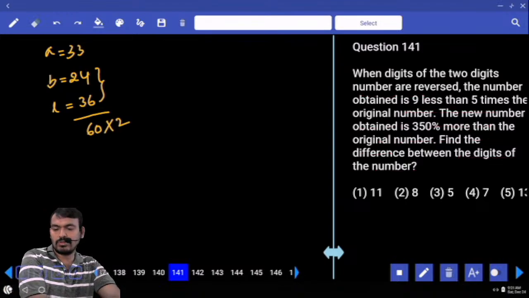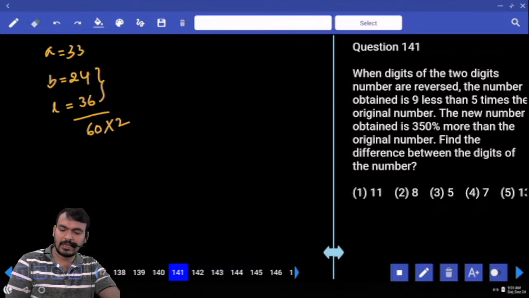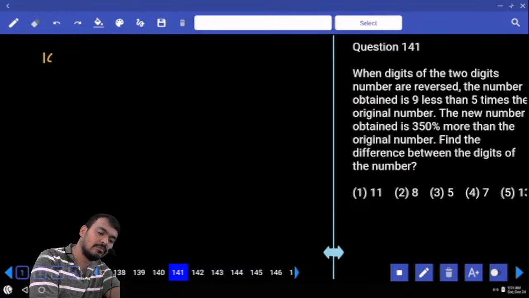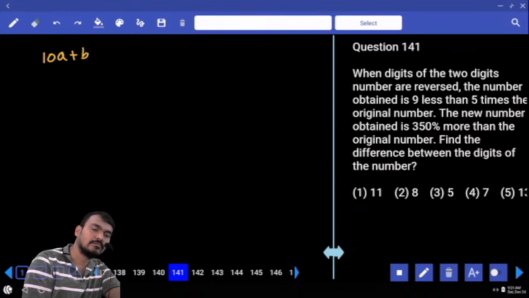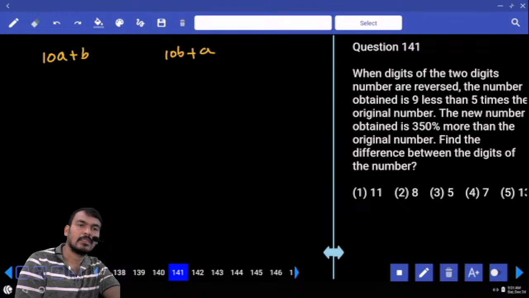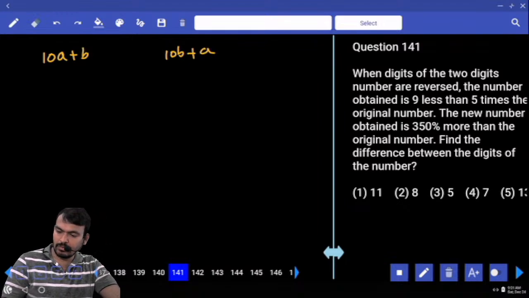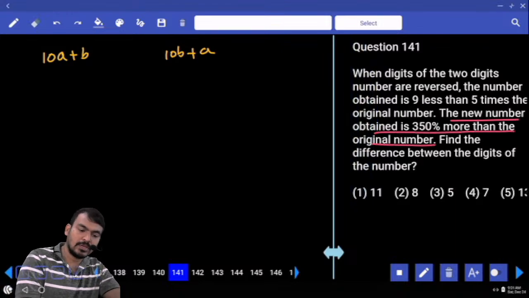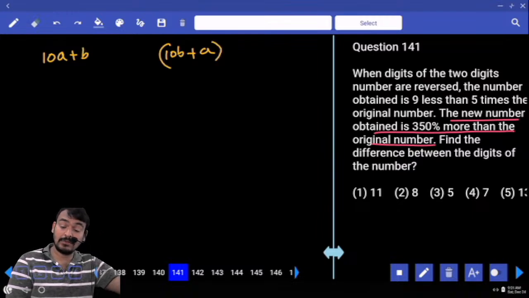Question number 141. When the digits of a 2-digit number are reversed, the number obtained is 9 less than 5 times the original number. The new number obtained is 350% more than the original number. Okay. For a 2-digit number, we consider the original number as 10a plus b. Interchanging the digits gives 10b plus a. The new number obtained is 350% more than the original number.